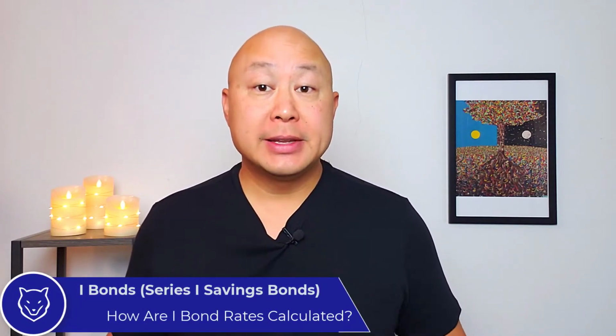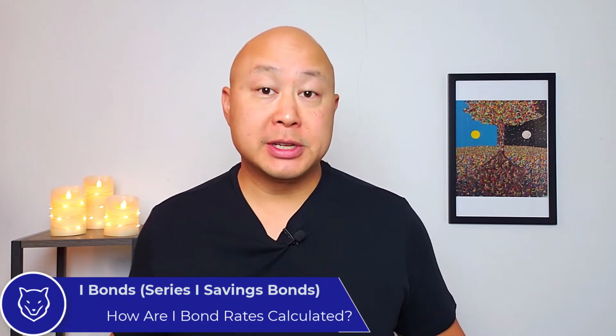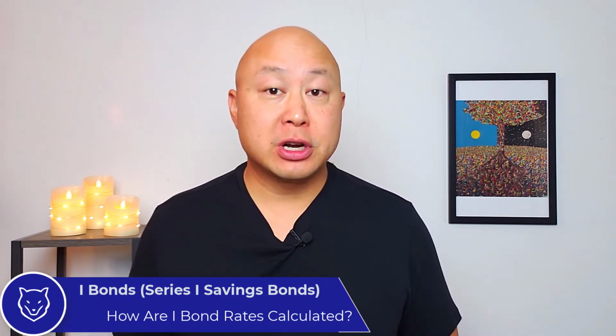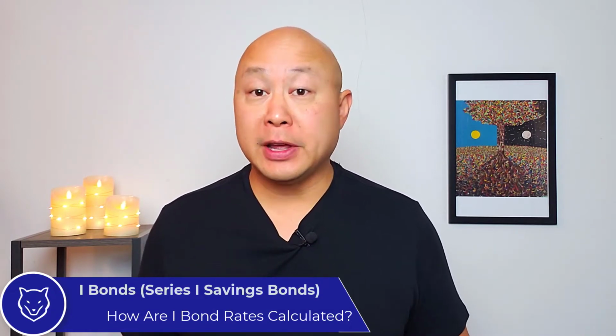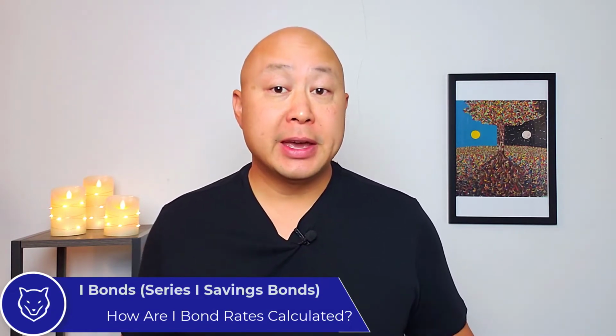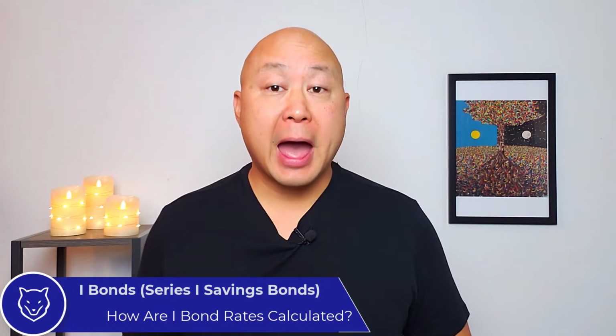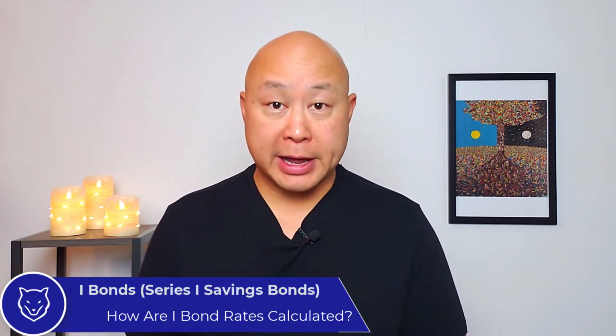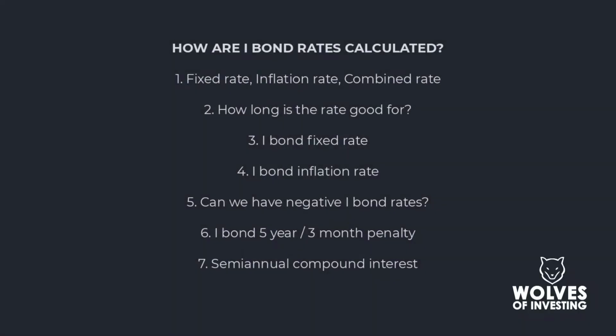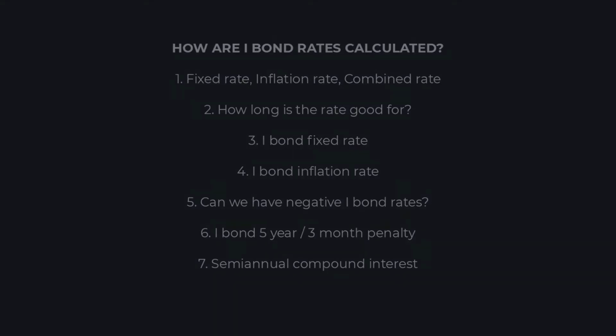How are I-bond rates calculated? Series I savings bonds, or simply I-bonds, issued by treasurydirect.gov have been in the news a lot lately for their inflation hedging capabilities. In this video, I'm going to go over how I-bond rates are calculated. And I'll leave time links in my video to each of the topics that I'm covering listed here. All of this right after.